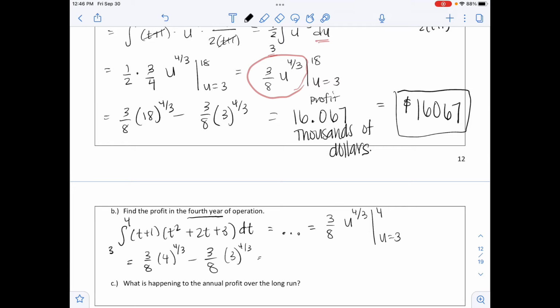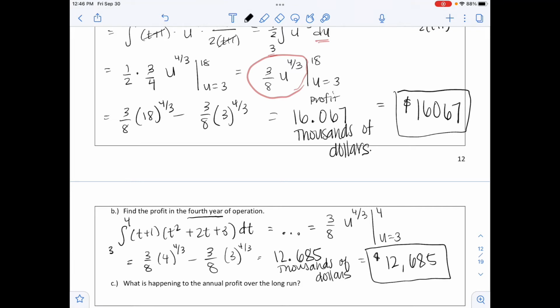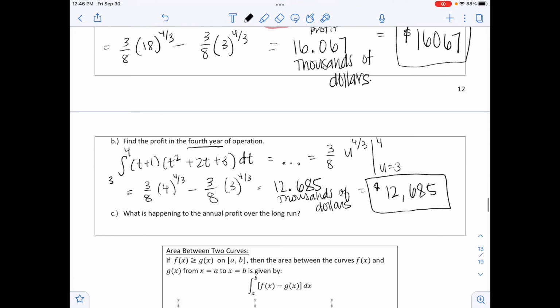And substituting this in on our calculator, we get 12.685. And again, it's in thousands of dollars, which is the same thing as $12,685. Part C says what is happening to the annual profit over the long run. So if you think about it, the first 3 years it was 16,000, and then that fourth year was 12,000, so it's increasing per year. So it is increasing.